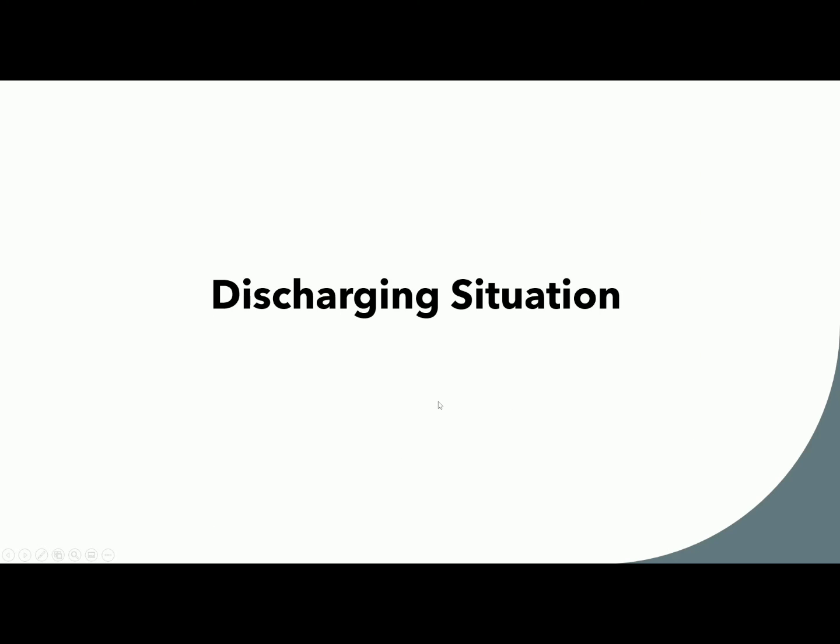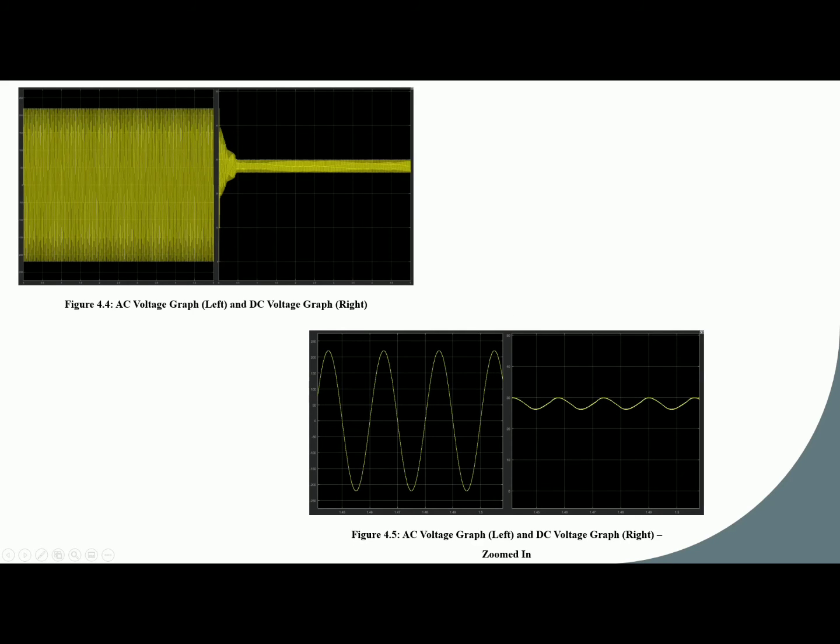Alright, now we are at the discharging situation. So from figure 4.4 and 4.5, we were able to see that the laptop is being powered by the battery, as evident from the graph. On the left, the AC voltage never changed, and it is still 220 volts peak voltage and 50 Hz. On the right, however, the DC voltage graph is different from the one in figure 4.1 and 4.2 earlier, as the DC voltage's oscillation is quite widespread during the beginning.